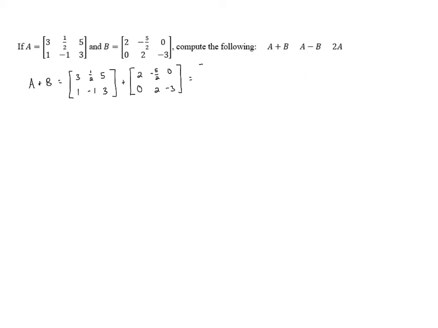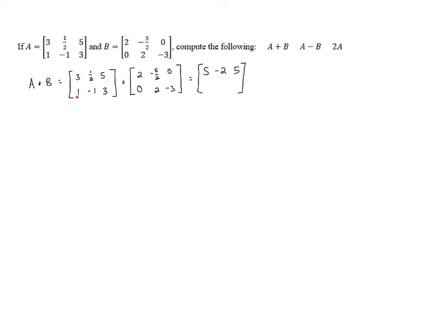So when we add these two 2 by 3 matrices, we should end up with a resultant 2 by 3 matrix, and we can figure out each entry by adding the corresponding entries in A and B. So for the first entry, we have 3 plus 2, which gives us 5. For the second entry, 1/2 plus -5/2 is -4/2, which is the same as -2. 5 plus 0 is 5.